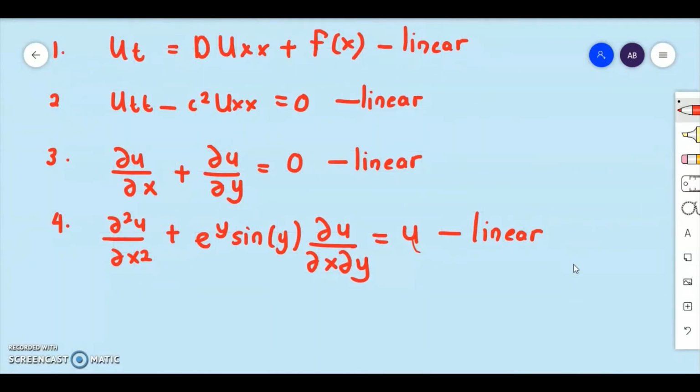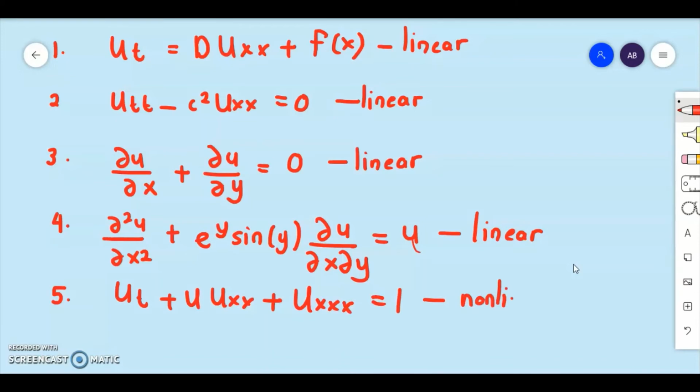Now another one. Okay, now look at here. u_t plus u u_xx plus u_xxx equals 1. Now this is nonlinear because of this u term here.